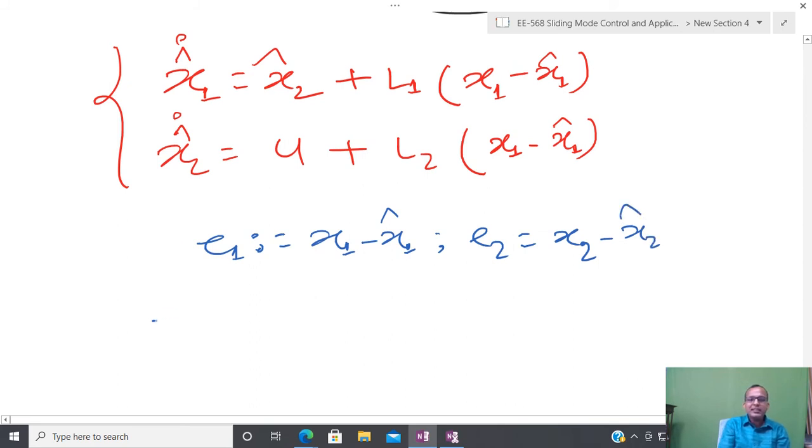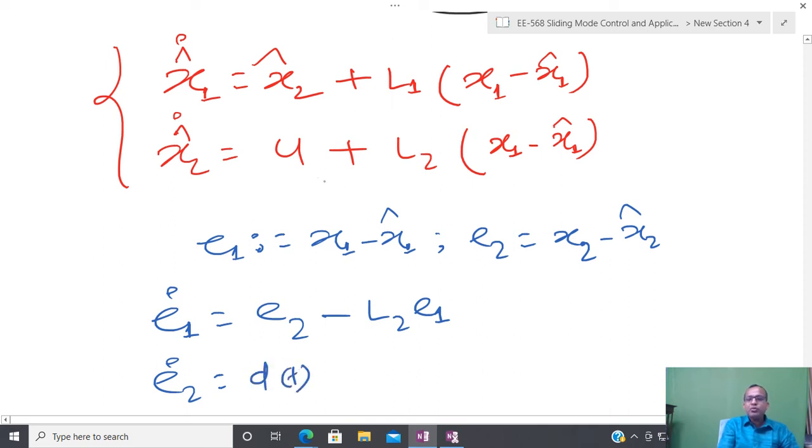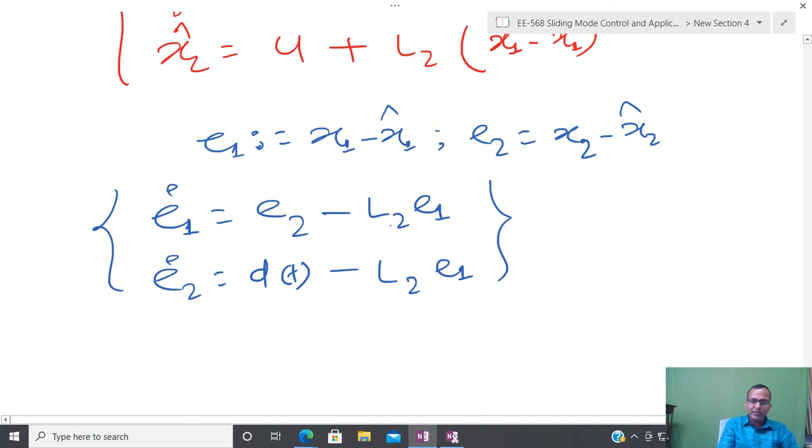Now if you compute E1 dot, you can see that the upper term remains the same: E2 minus L1 into E1. Now I have a modification in the second equation, because x2 dot is u plus d(t), so d(t) comes into the picture, u is going to cancel out, and after that minus L2 into E1. So now I have the closed loop dynamics in terms of error. This is also called the error dynamics, because whatever gain I obtain, I obtain based on the error dynamics only.